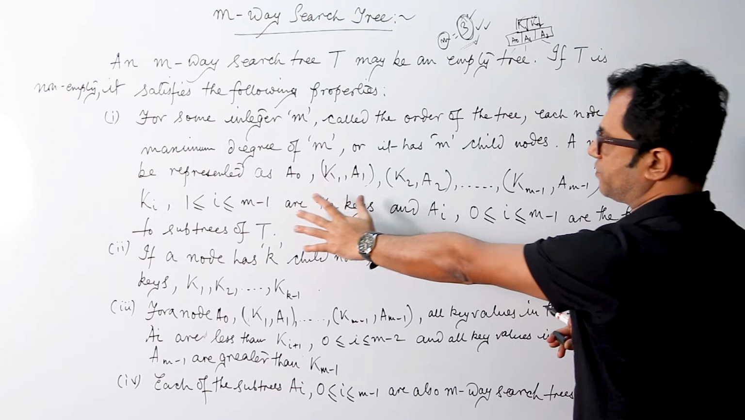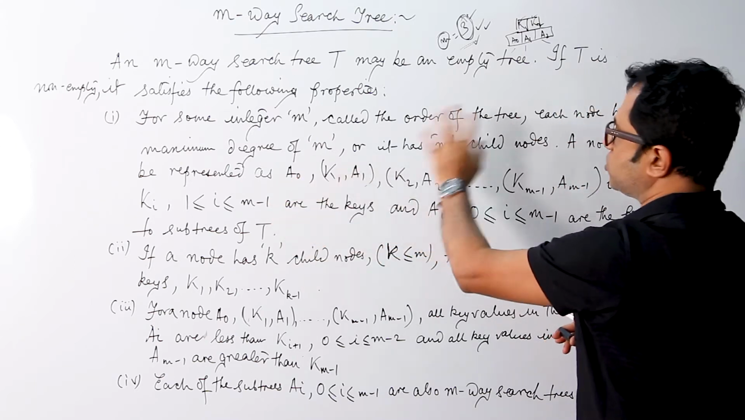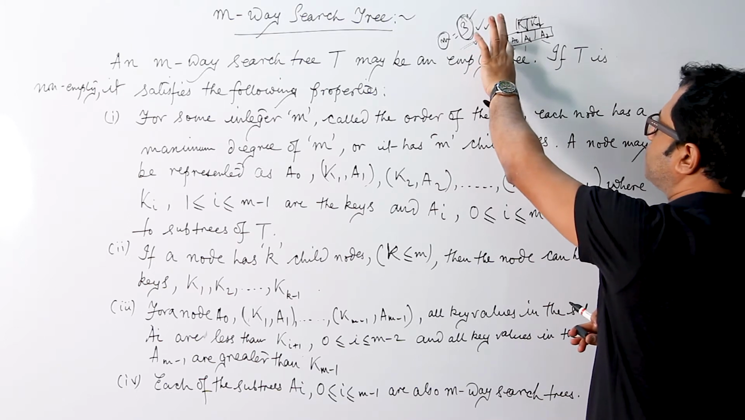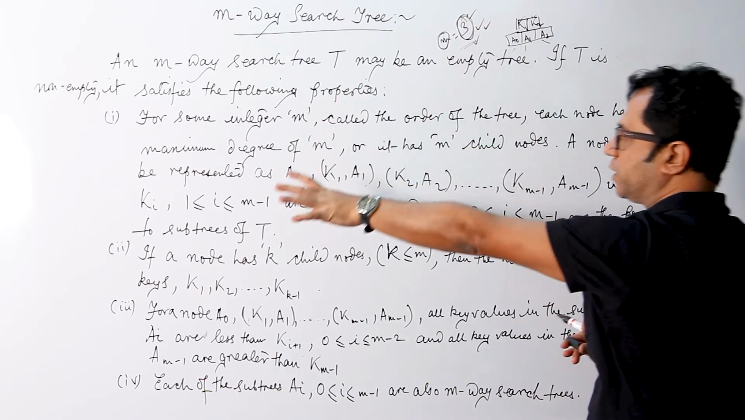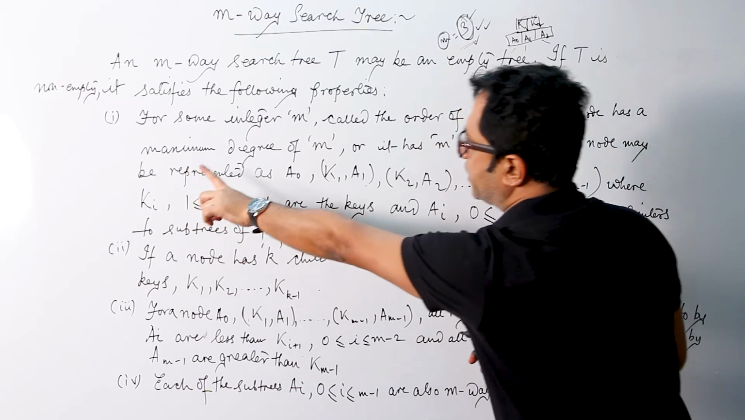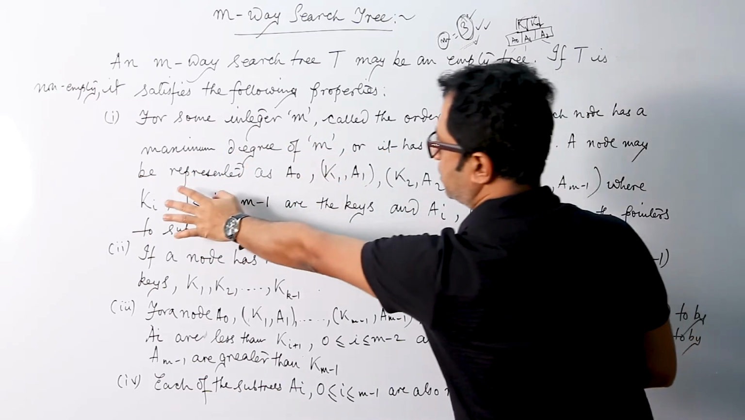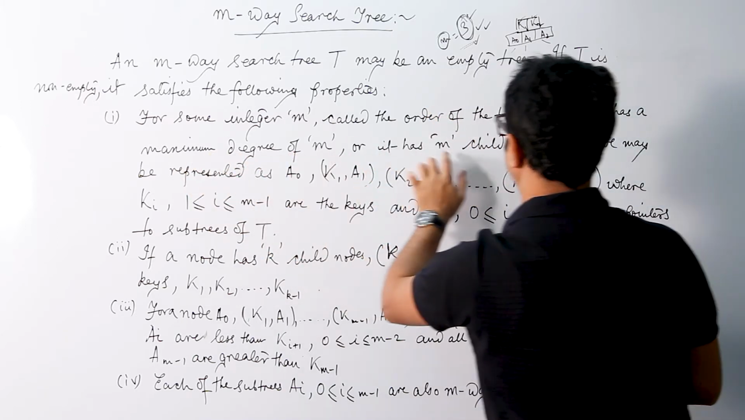It is a bit of technical writing, so you can just imagine these to be similar to this situation. This pictorial representation will help you a little bit. I have written that for some integer m, called the order of the tree, each node has a maximum degree of m, or it has m child nodes.